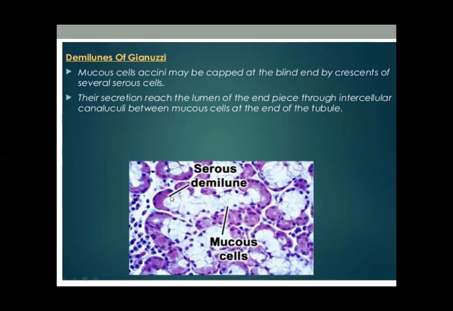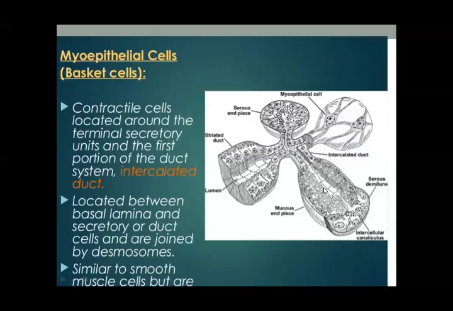Serous, this is a nucleus of the cells. Myoepithelial cells, also known as basket cells, are contractile cells located around the terminal secretory units and the first portion of the duct system, the intercalated duct. They are located between the basal lamina and the secretory or duct cells and are joined by desmosomes, similar to smooth muscle cells.